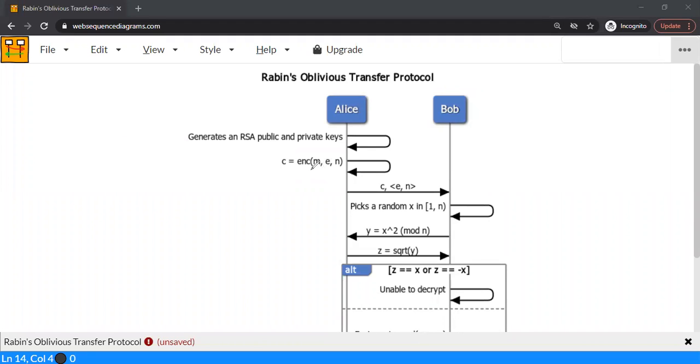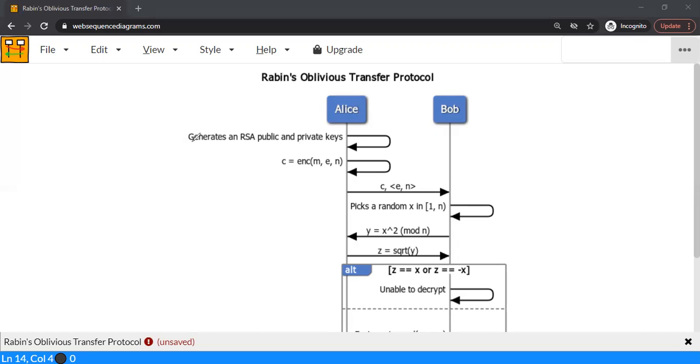The caveat is that she should not know whether Bob received the message. Meaning she should not know whether Bob was able to decrypt her message successfully. So that's basically the oblivious part of the protocol that I would like to discuss today. The sender, in this case Alice, first generates an RSA public and private key pair. You may recall RSA before watching this lecture.